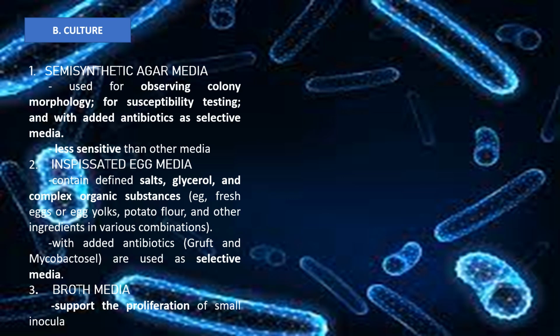Semisynthetic agar media is used for observing colony morphology, for susceptibility testing, and with added antibiotics as selective media. It is also less sensitive than other media. Inspissated egg media, on the other hand, contain defined salts, glycerol, and complex organic substances. Examples are fresh eggs or egg yolks, potato flour, and other ingredients in various combinations. With added antibiotics, Gruft and Mycobactosel are used as selective media. And then broth media supports the proliferation of small inocula.